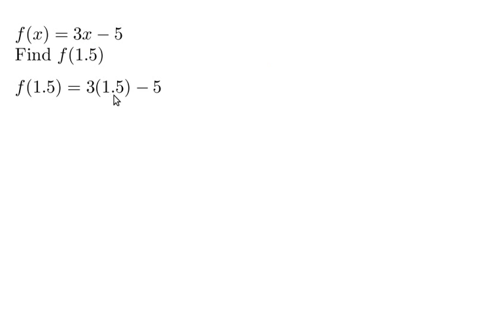So we have 3 times 1.5 minus 5. Okay, I don't really like dealing with decimals. Fractions are a lot more versatile, so I'm going to replace that with 3 halves, if that's alright. So 3 times 3 halves minus 5. This 3 is the same thing as 3 over 1, and we can multiply the 3's and multiply the 1 times 2. So we'll get 9 halves minus 5.